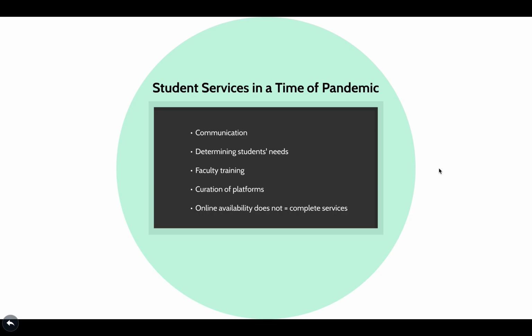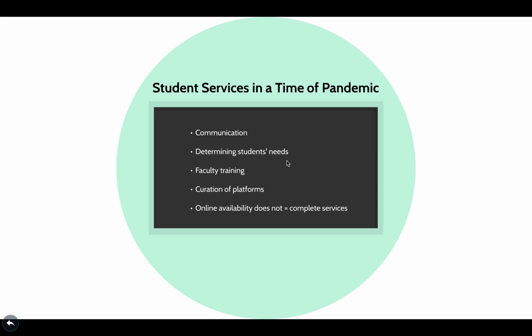Especially when communications are coming from higher up, from an administrative level, this is really important to diffuse confusion among students that are already spread out and ill-connected. It's also important to determine students' needs. This goes along with determining what students need and how those services can be provided in accessible ways, and that does not always mean through online spaces.